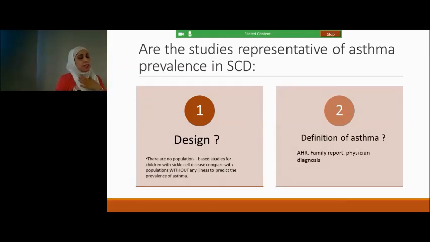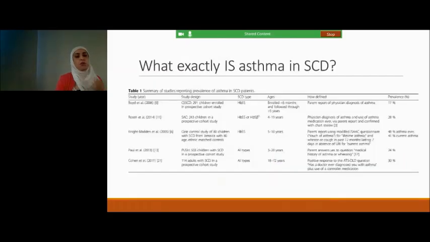I just picked up this very nice table just to show you. If you look here at the prevalence, you can see a lot of variation, 17%, 28, 48, that's a lot of difference. And if you look back at the studies, you can see how they are different in the definition of asthma: parent report, physician diagnosis, parent report of a touch of asthma, parents or patient answering a questionnaire. So we cannot actually take that, right?